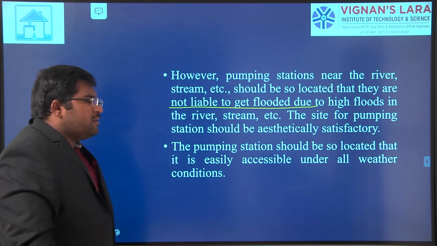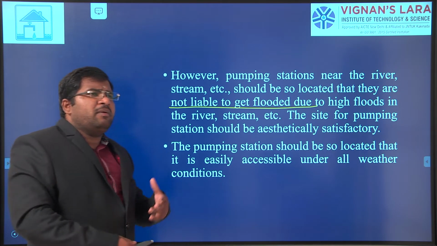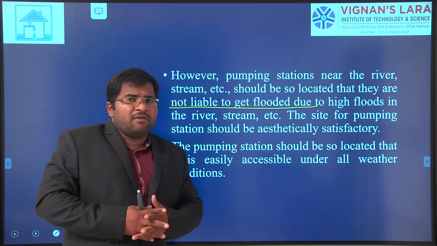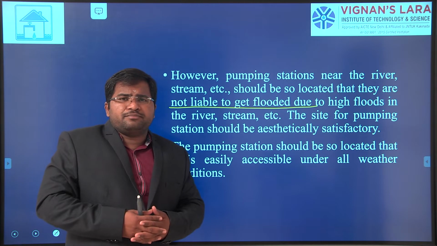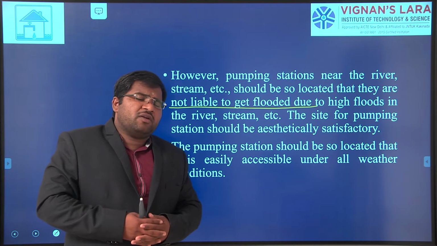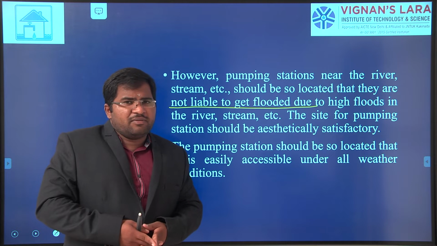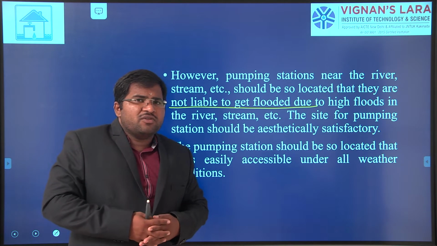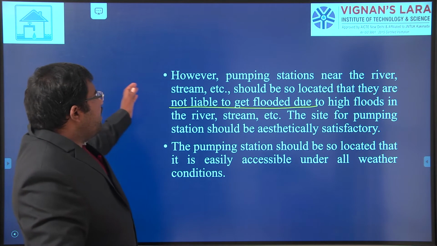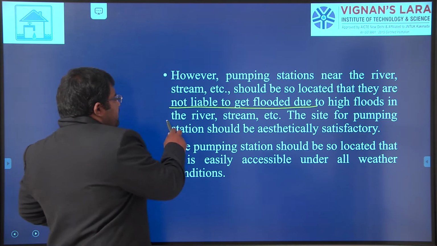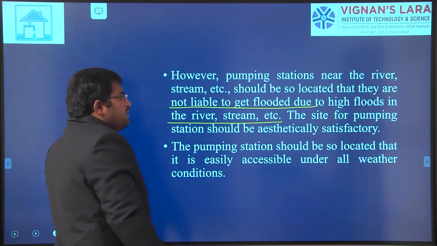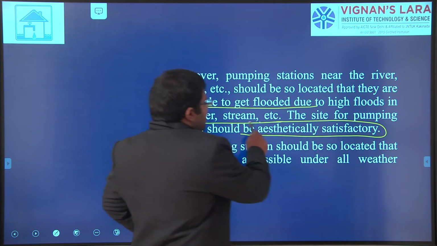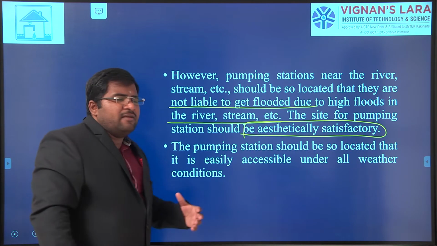Okay, so in the previous point we said that it is an advantage when the pumping station is near the river, but another disadvantage of locating your pumping station near the river is that in the rainy season the river will flow with lots of flood, so you should not get flooded due to high floods in the river or stream, etc. The site for the pumping station should be aesthetically satisfactory. You should not get flooded when the river gets the flood.